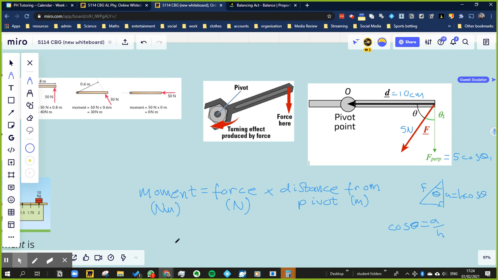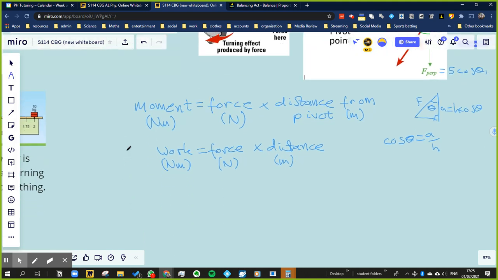Another thing to mention at this point is that when you do the topic on energy, you'll find out that work is also equal to a force times a distance. The force is measured in newtons and the distance is measured in meters, and so you could measure work in Newton meters as well, but we don't. We measure the work in joules because it's the amount of energy that was used usefully. So we tend to do that.